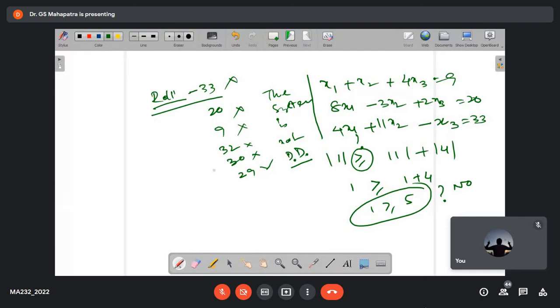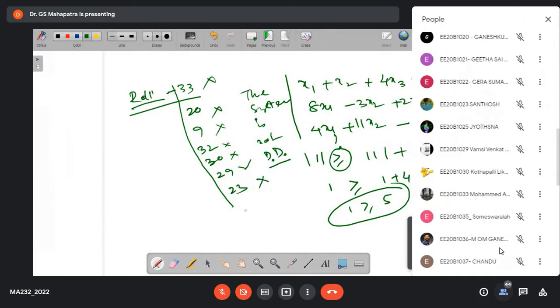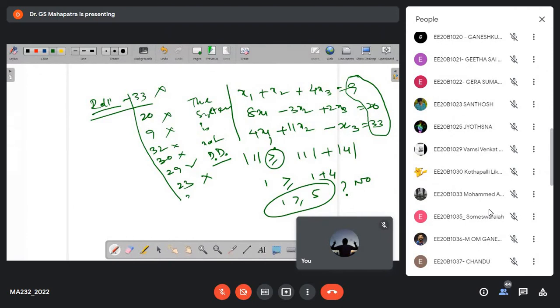Roll number 23. How am I actually considering this roll number? You just see the combination or arrangement of these numbers only. So roll number 23. Not that. Okay, 39. Yes, sir.